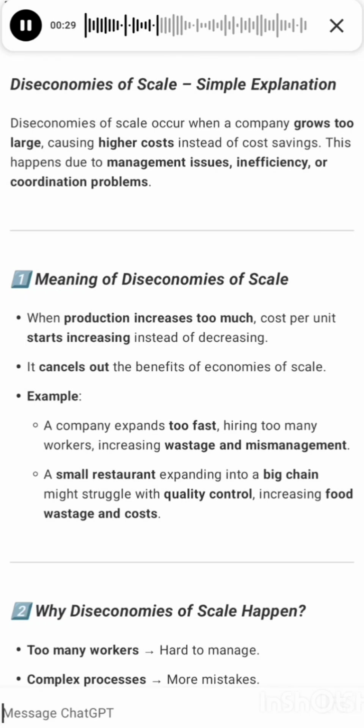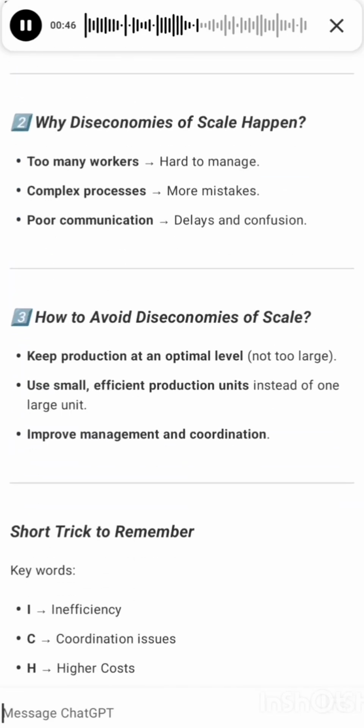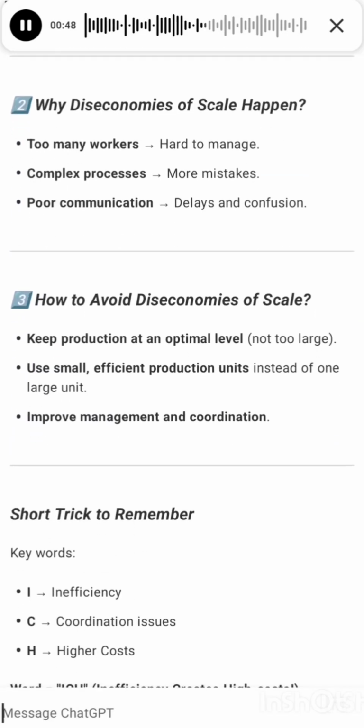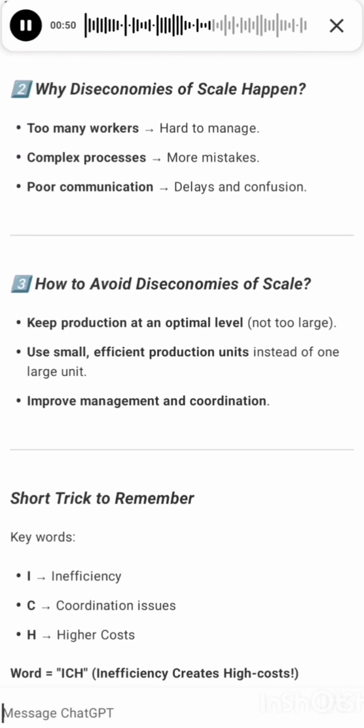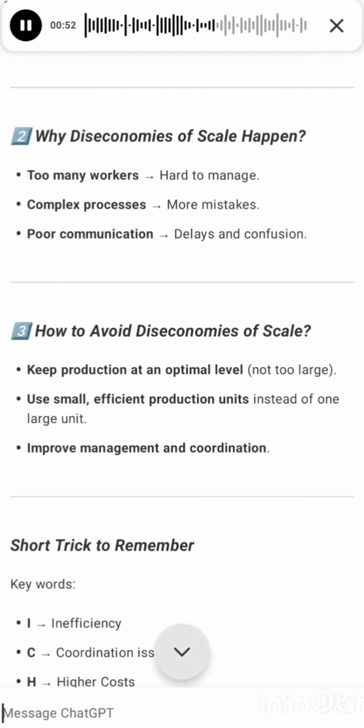Example, a company expands too fast, hiring too many workers, increasing wastage and mismanagement. A small restaurant expanding into a big chain might struggle with quality control, increasing food wastage and costs. 2. Why diseconomies of scale happen. Too many workers, hard to manage. Complex processes, more mistakes. Poor communication, delays and confusion.